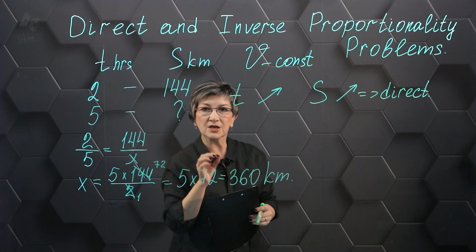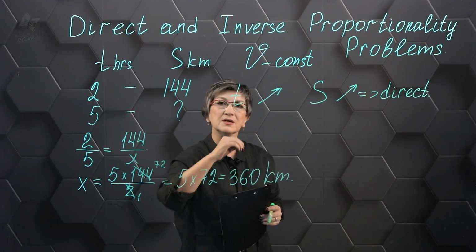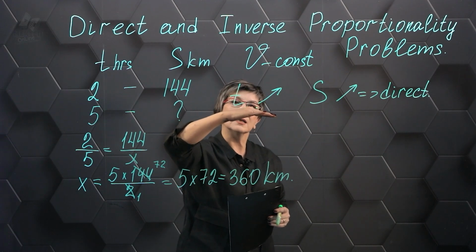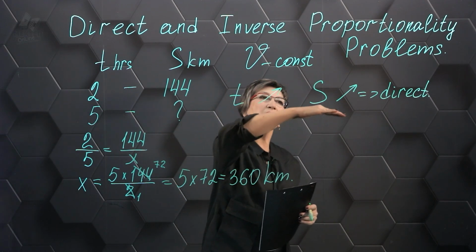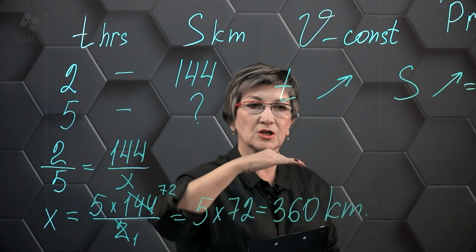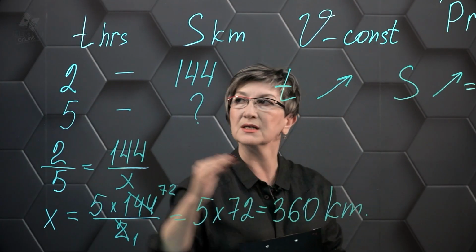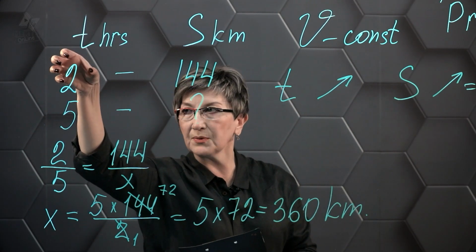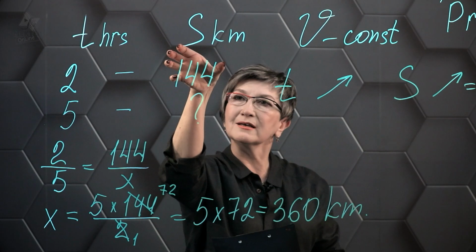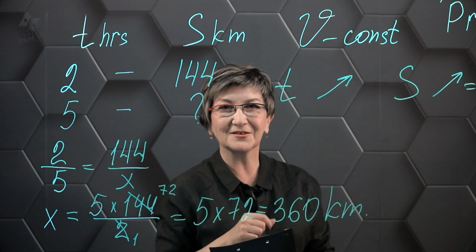When solving problems on direct or inverse proportionality, you need to find out what kind of proportionality it is. If one quantity increases and the second also increases, it is direct. If one quantity decreases and the second quantity also decreases, it is also direct proportionality. Then we can make a proportion. Hours under hours, kilometers under kilometers, and then you'll always get the right answer.